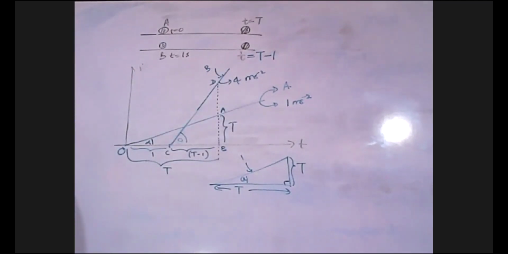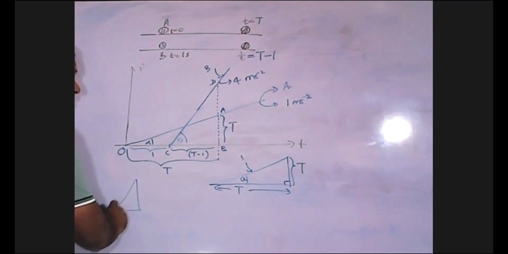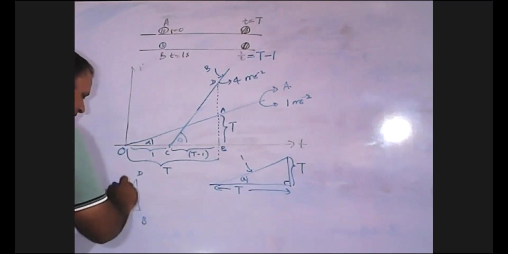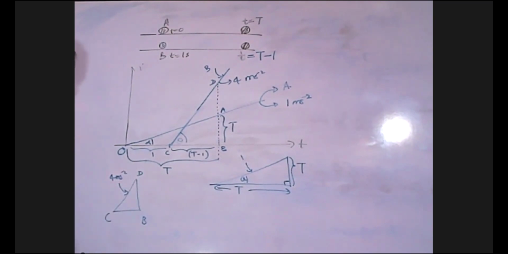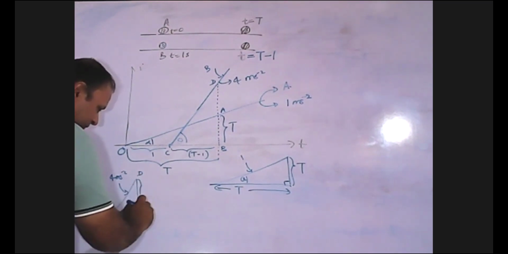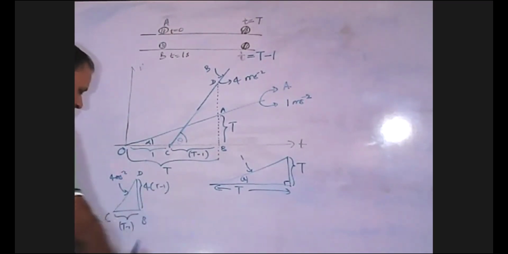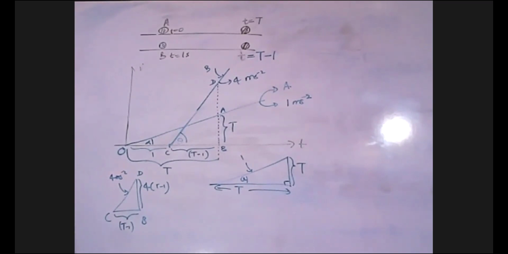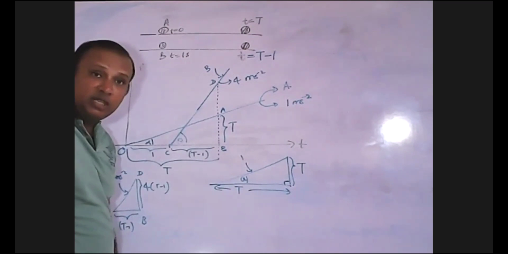Then you can consider the C, D, B triangle. So this gradient is 4 ms minus 2. This height is T minus 1. Therefore, this length should be 4 times T minus 1. Therefore, when B passes A, both areas should be equal.